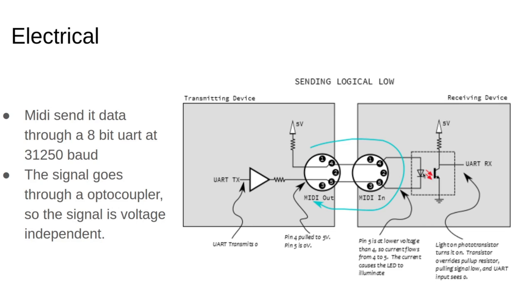Other intriguing things is that this UART signal is not being pulled high and low, it's just being pulled low. The signal comes in from the 5 volts here, goes over the LED, and when there's a signal, it'll be pulled low from the TX side.